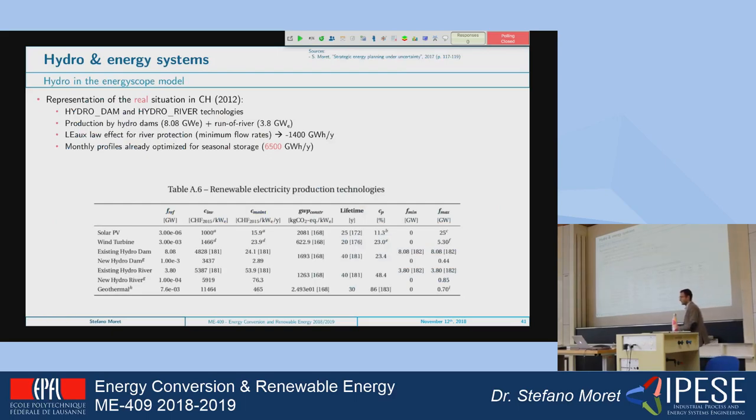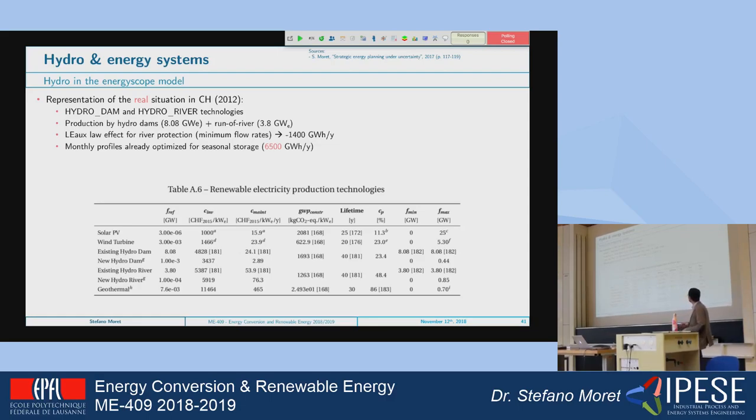And just to tell you a last thing, in the model that you have in your project, you have the implementation of hydro as it is today in Switzerland. So we implemented hydro with the 8 gigawatt of hydro dams and 3.8 gigawatt of hydro river that we have. We also take into account the legislation. So we took into account that there is a law in Switzerland reducing the amount of energy that can be produced by rivers, because at some point, in order to maintain the flow rate of rivers, we have to bypass the turbines. Okay, so this is already included in your model.